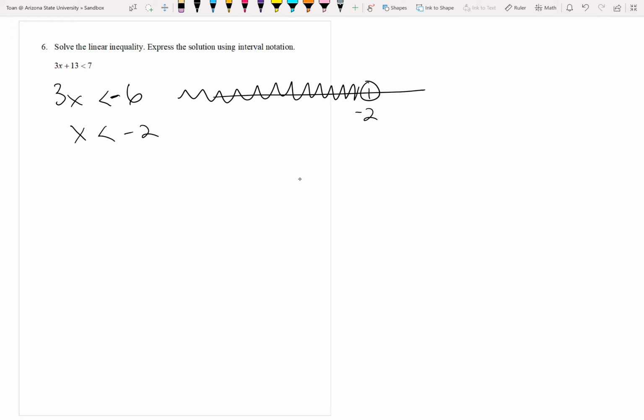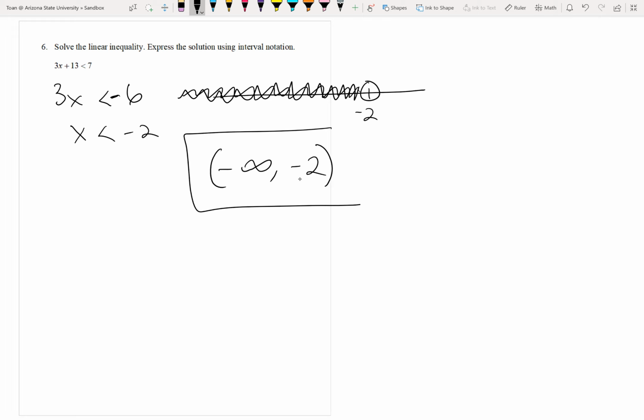In interval notation, we can see that it goes to the left forever to -infinity, comma, and then it stops right at -2. Infinities are always open, and because -2 is open, we use a parenthesis. That is the solution to this inequality. That's a solution set, rather.